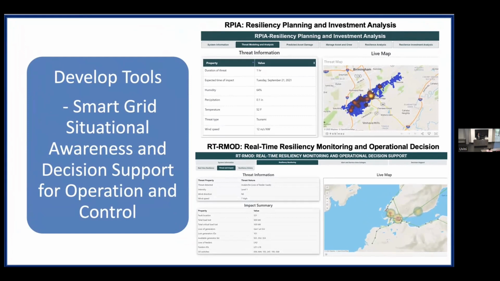In this line, we have developed two different tools. One is RPA, which is Resiliency Planning and Investment Analysis. So it is looking ahead. If we know that these are the events that I get hit by more often, then how do I prepare for it? And the second one is in operation, RTR mod, which is looking at resiliency monitoring and operational decisions.